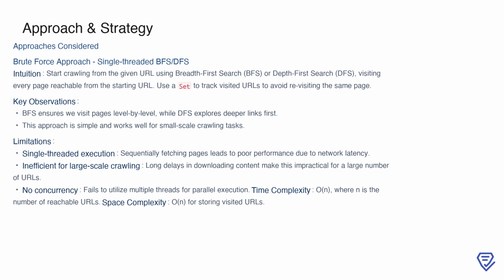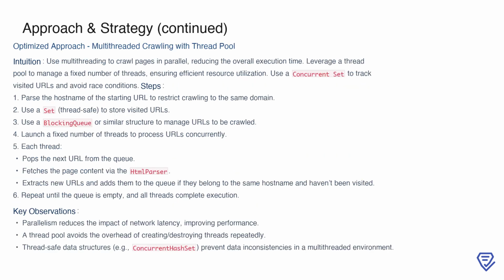Similarly, space complexity is also O(n), due to the storage of visited URLs, but the sequential nature of this approach limits its performance scalability. To overcome the limitations of the brute force method, we turn to a more optimized solution, multi-threaded crawling using a thread pool.